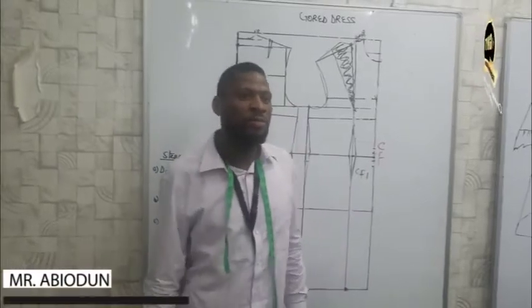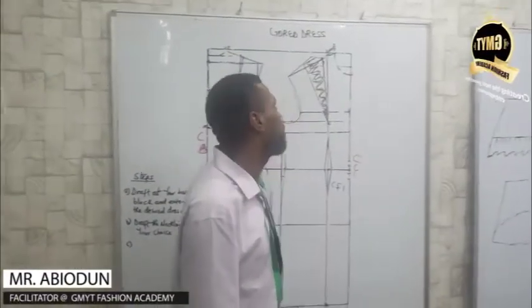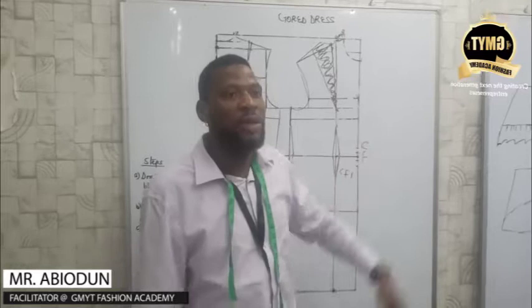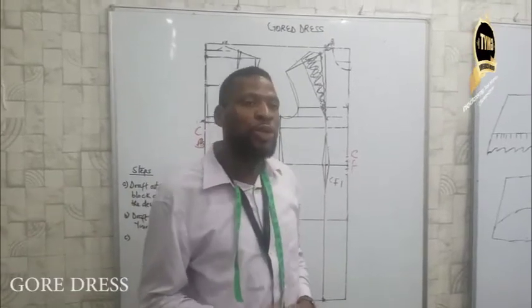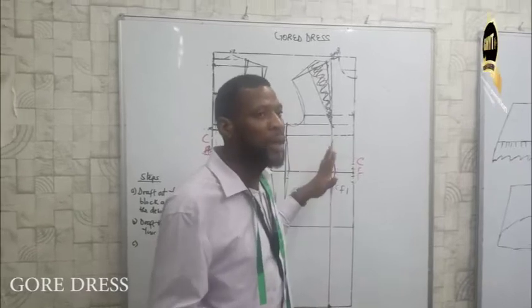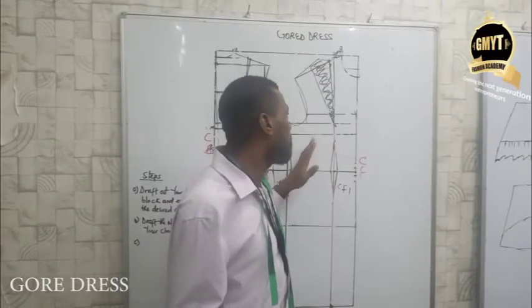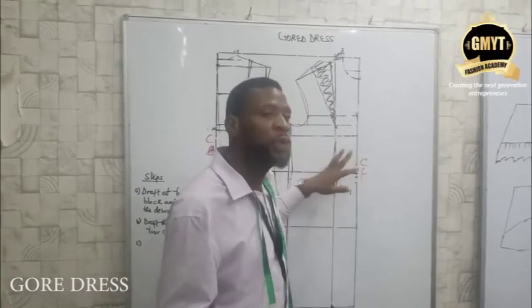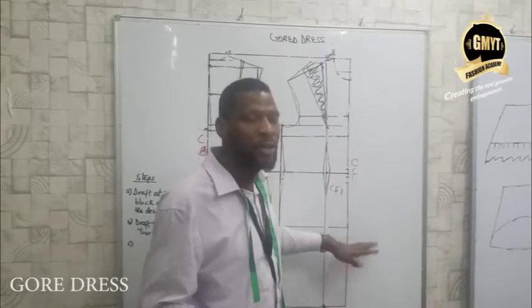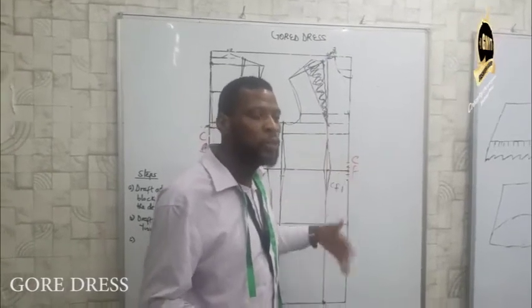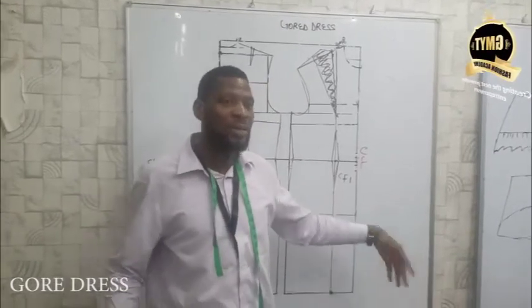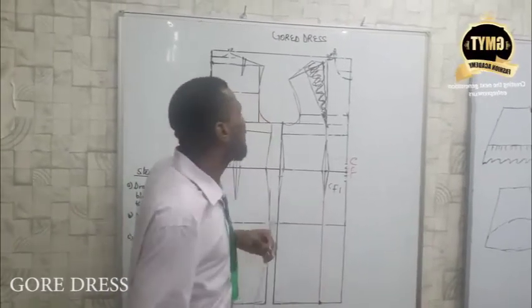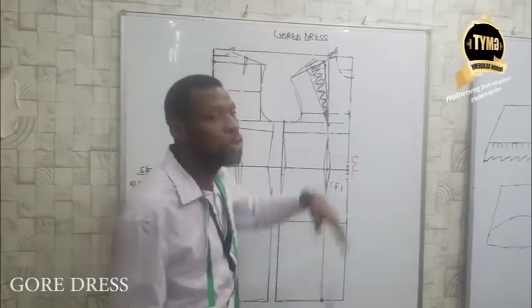Okay, good everyone. Now, for today's class, we'll be treating the Gore Dress. As you all know, to achieve a Gore Dress, you need to first draft out your basic pattern. Once you've drafted the basic pattern, you extend the dress to your desired length. A dress length could be on your knee point or a full length. But first, you need to understand what makes a Gore Dress.